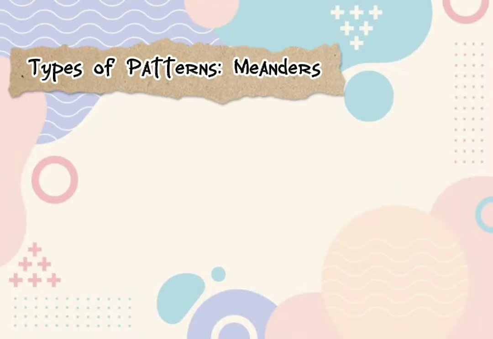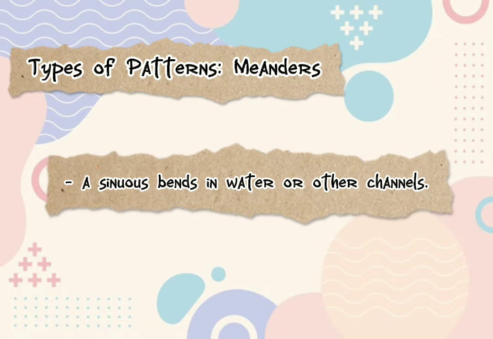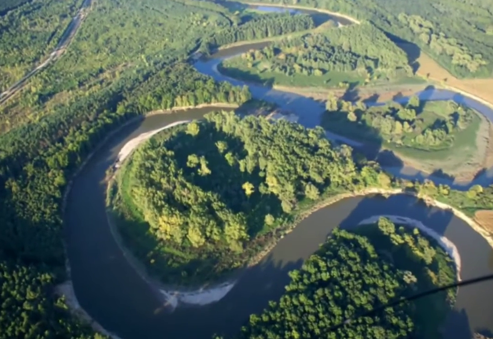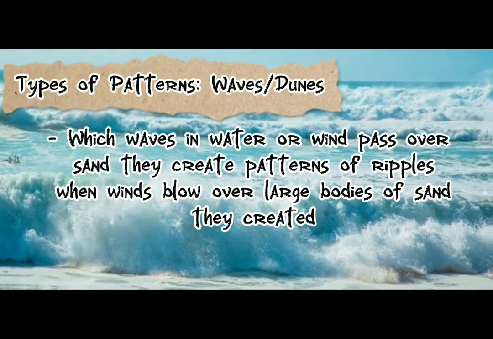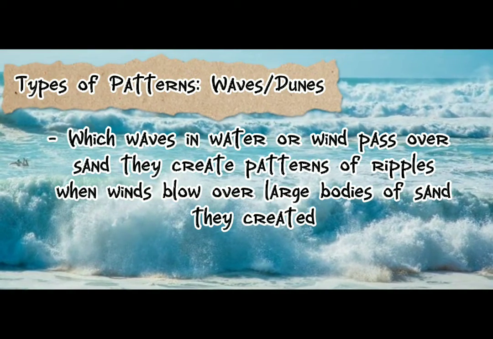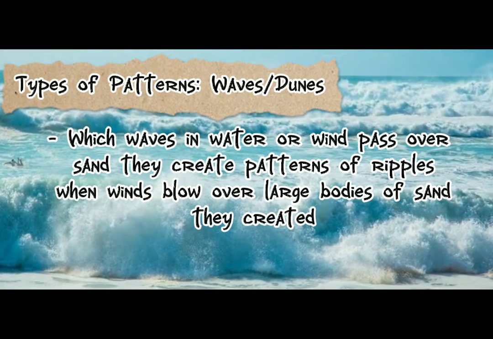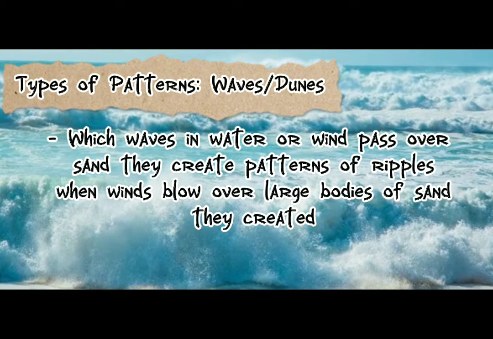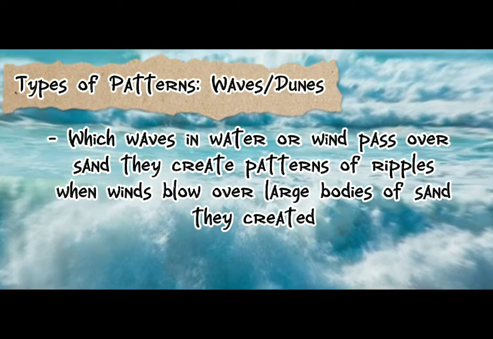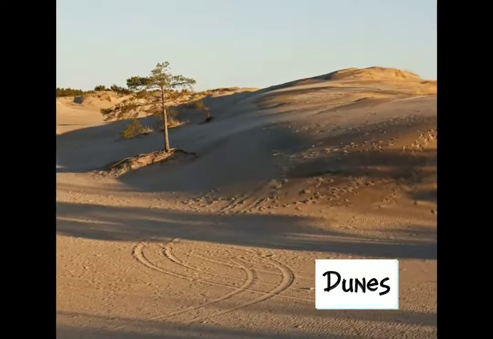The next pattern we have is meanders, which are sinuous bends in water or other channels, which form as a fluid, most often water, flows around the bends. Next we have waves or dunes, which form when water or winds pass over sand. They create patterns of ripples. When winds blow over large bodies of sand, they create dunes.